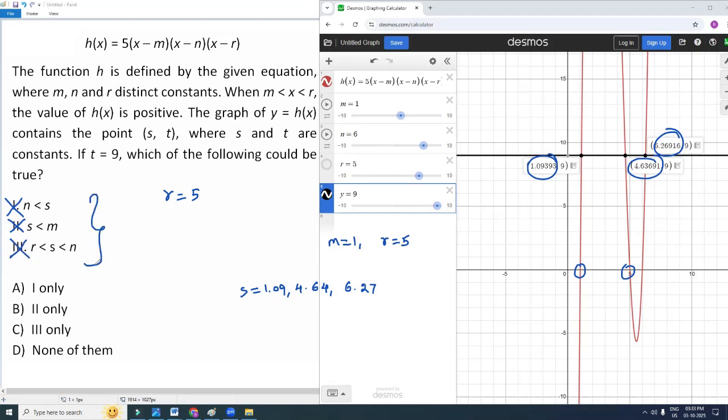In the given three statements, none of them is true. We find none of them in answer choice D. So the correct answer choice for this question is D.